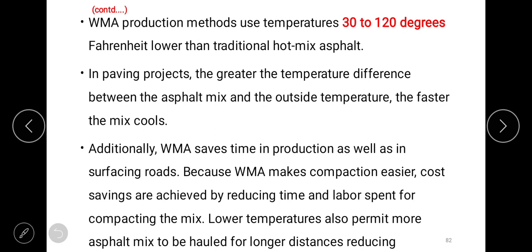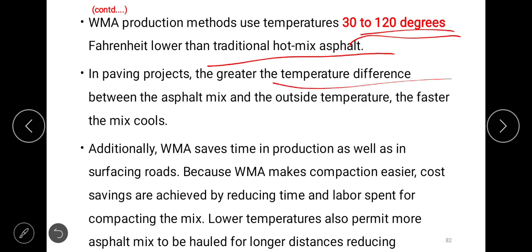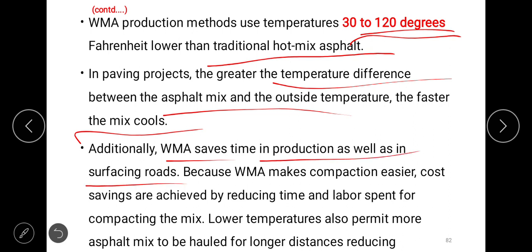WMA production methods use temperatures 30 to 120 degrees Fahrenheit lower than traditional hot mix plants. In paving projects, the greater the temperature difference between the asphalt mix and the outside temperature, the faster the mix cools. Additionally, WMA saves time in production as well as in surfacing roads. Because WMA makes compaction easier, it is cost saving by reducing the time and labor spent for compacting the mix.